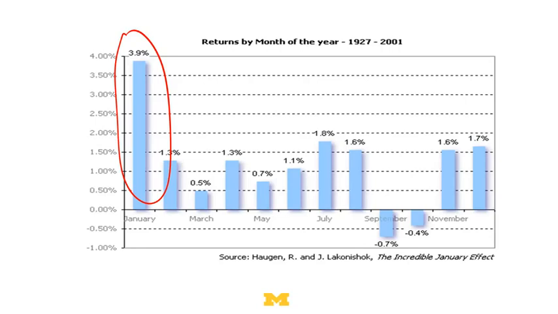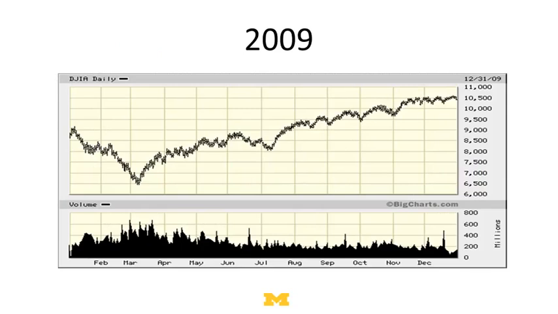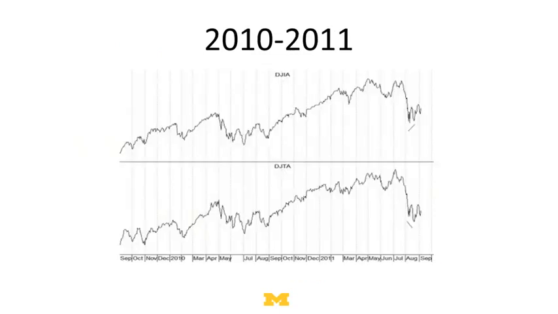Well, if everybody knows this, then what should happen? They should all invest in December. Prices will go up in December, which means prices in January will go down. So let's look in 2009, and let's look at what happened in the month of January. Well, what do you know? It went down. Let's look at 2010, 2011. Now here is January right here, and what we see is, again, it went down in both cases.